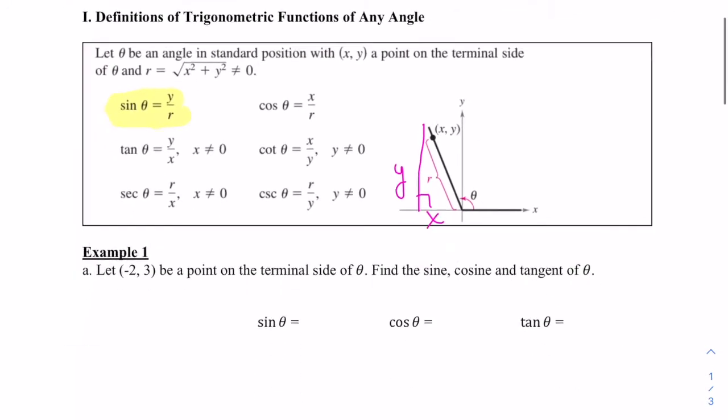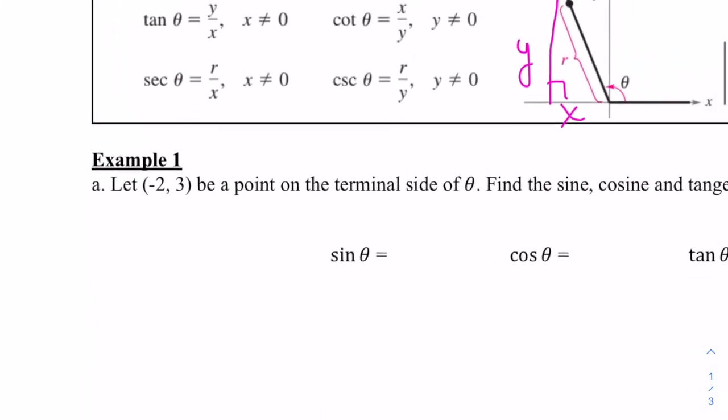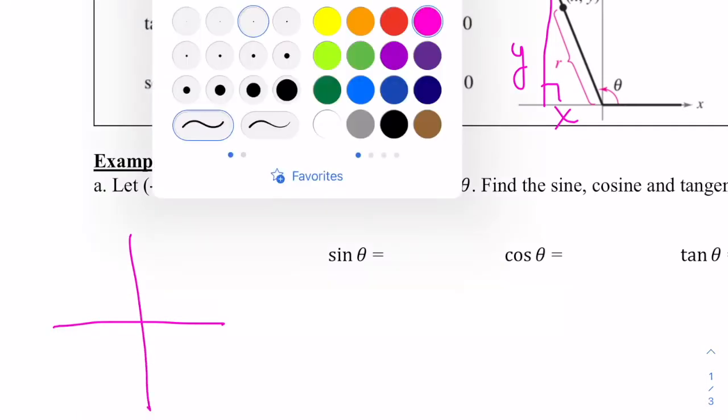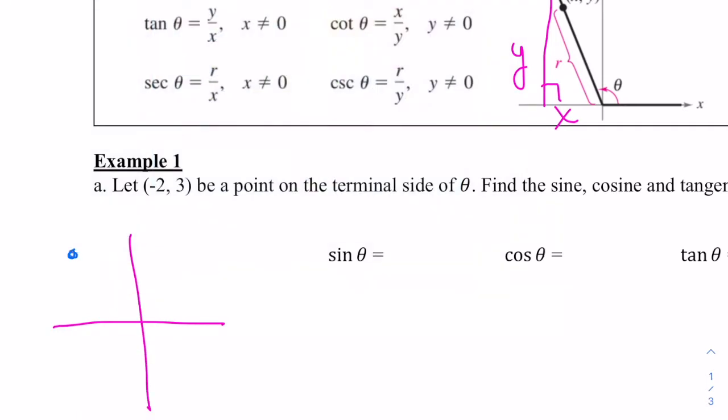Now let's look at this example. Here we have a point, -2, 3. You could probably identify really quickly that that's going to be in the second quadrant. I'm just going to draw a little triangle here. We know that the x coordinate is -2 and the y coordinate is 3, so it's going to go to the left 2 and up 3.